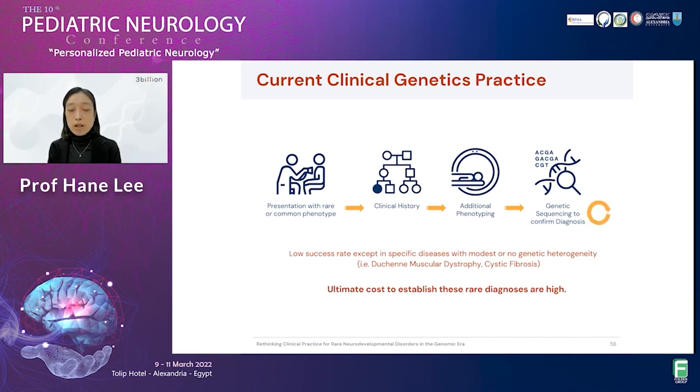specific diagnosis. Genetic evaluations are usually ordered at the end to confirm the clinical impression, and at many times, multiple single gene or gene panel tests have to be ordered while still not leading to a clear diagnosis. In general, except for certain less heterogeneous disorders, the success rate of molecular diagnosis is quite low, and accordingly, ultimate costs to establish these rare diagnoses are high.